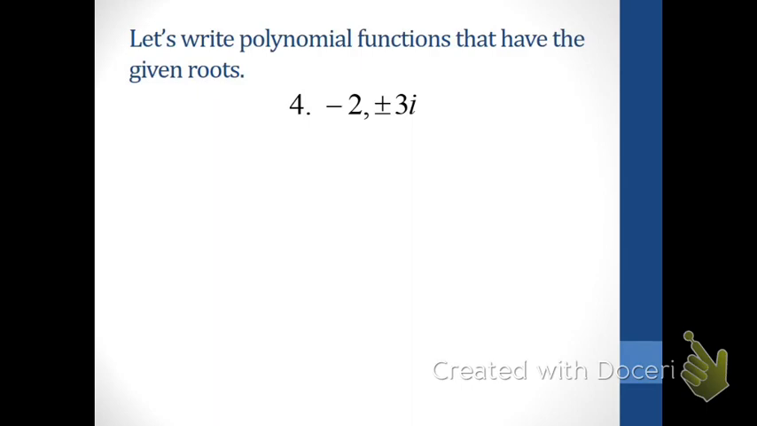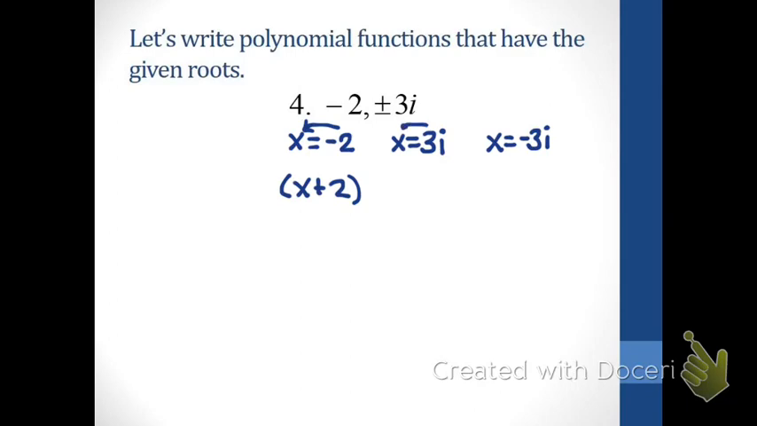So again, we're going to start at the top. We're going to say that's x equals negative 2, x equals 3i, and x equals negative 3i. We know the i's always come in pairs. Turn them into factors. So move that guy over, it's going to be x plus 2. Move this guy over, so it's going to be x minus 3i. And move that guy over, so it's going to be x plus 3i.